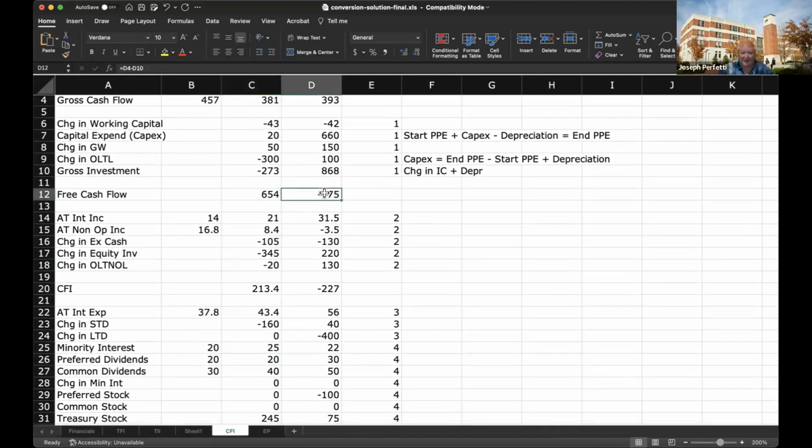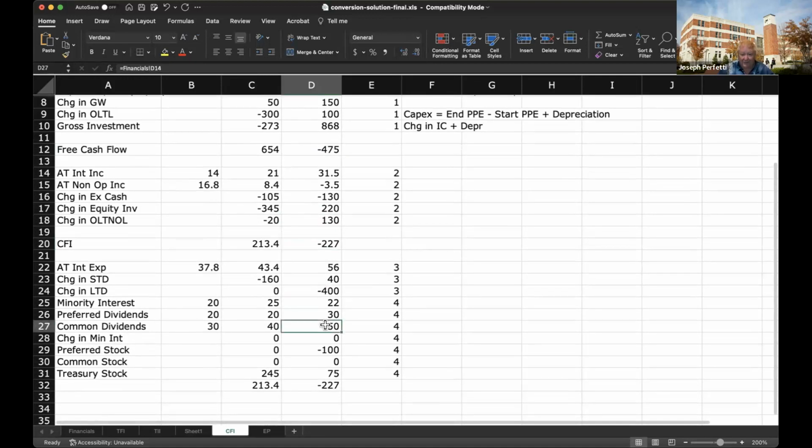I know my company spent more money in investment than it made in sales. I had negative cash flow from operating activities. I didn't make it up from non-operating activities. I'm short money. Where'd it come from? That's the other side of the statement.